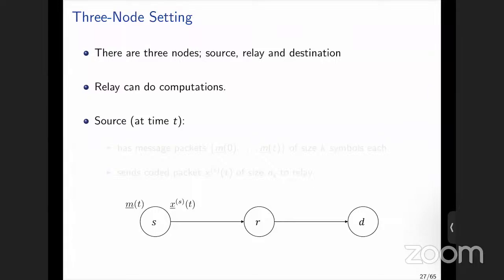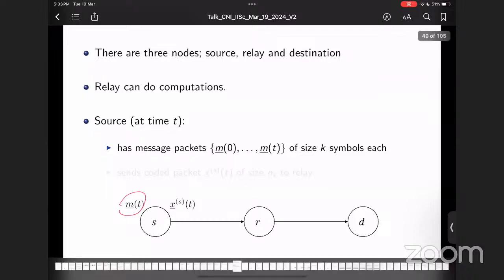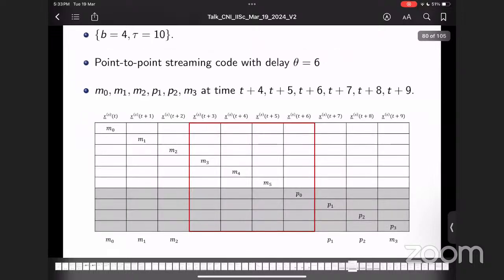So again, let's formally look at the setting. What does the source have? At time t, the source has message packets M0 till Mt. Again, as in the point-to-point case, I'll assume that each message packet is of size k symbols. And the source is now going to send a coded packet, X_S.